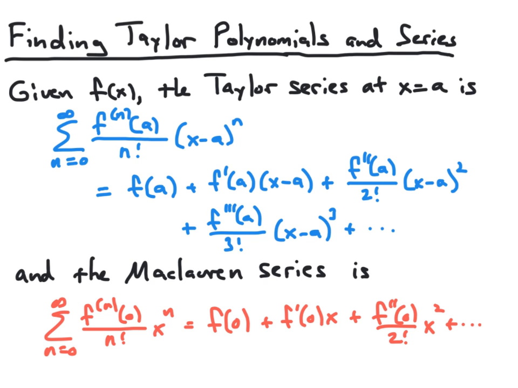If the Taylor series is constructed at x equal to 0, we call that Taylor series the Maclaurin series, and that's given by the power series from n equals 0 to infinity of the nth derivative of our function f evaluated at 0 divided by n factorial times x to the n.